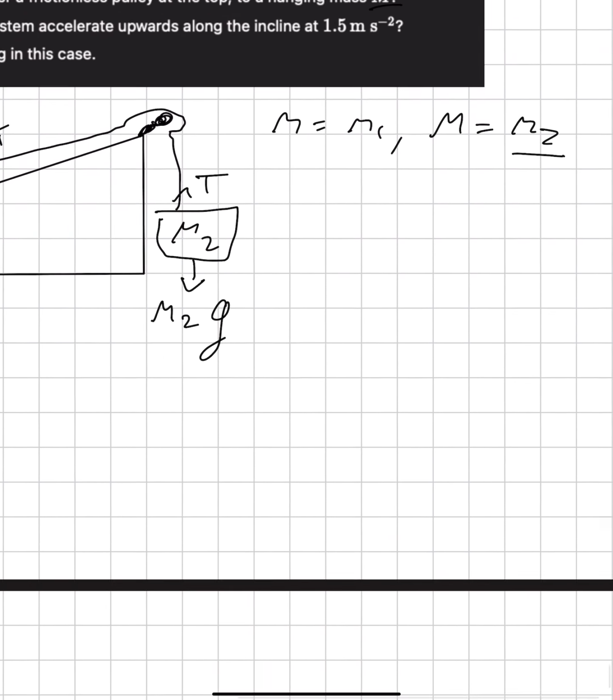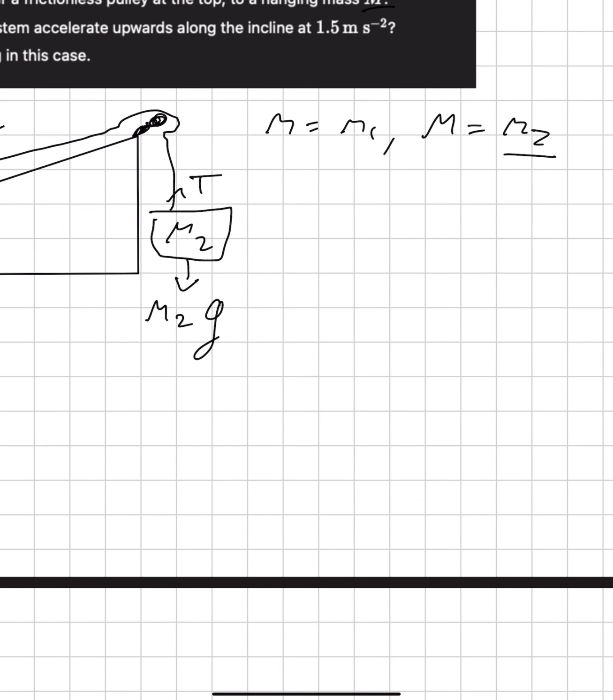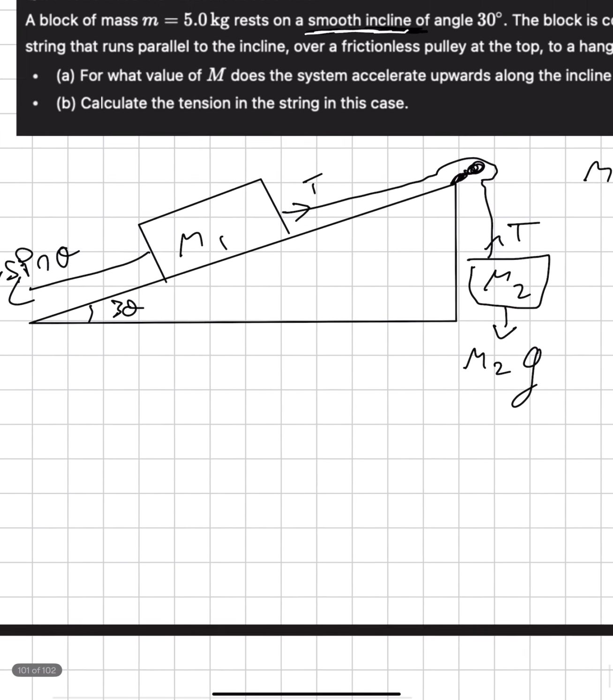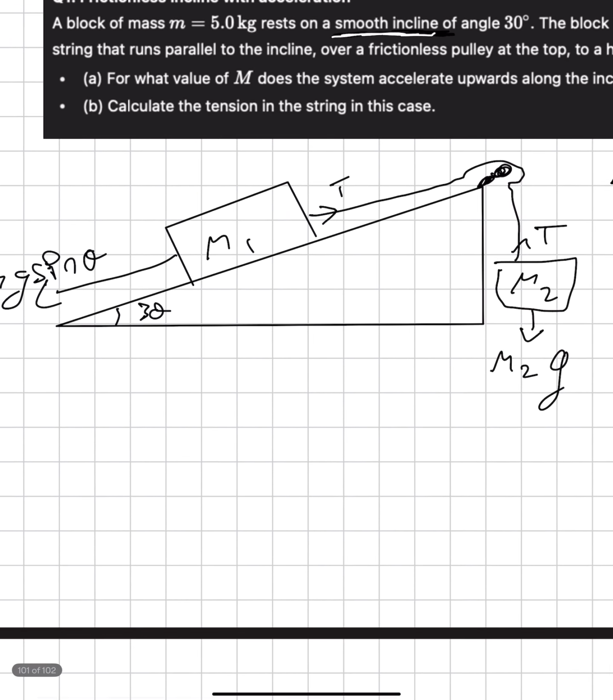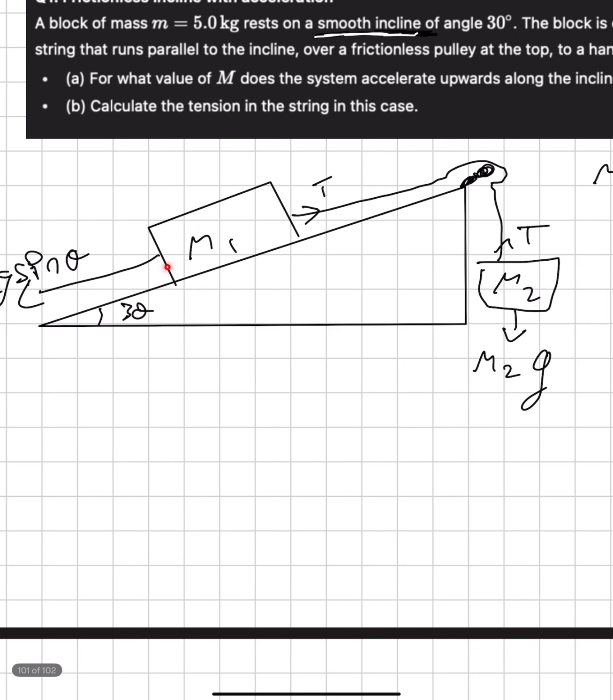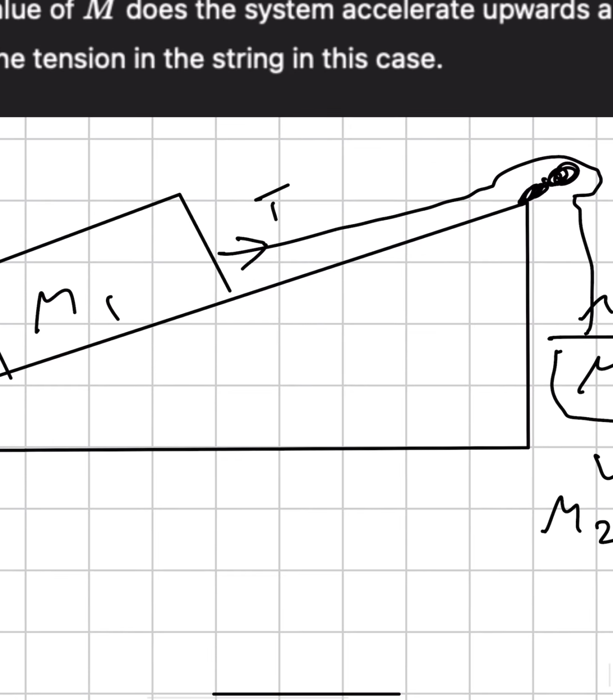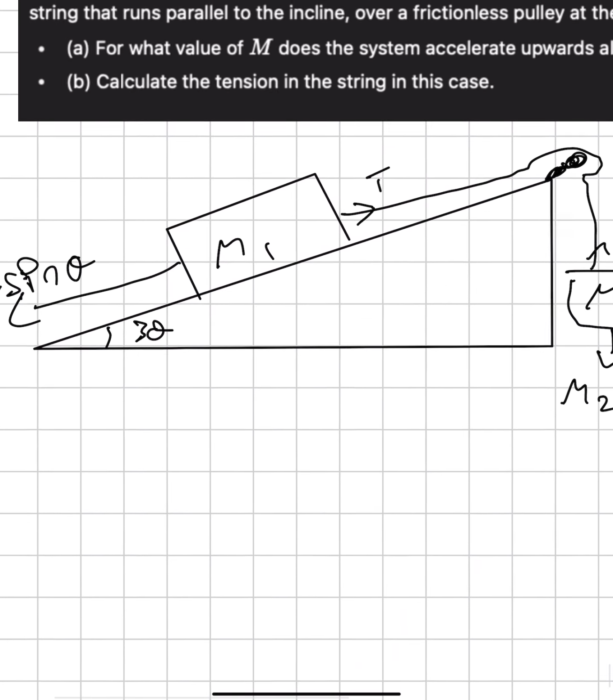So I've taken small m as m1 and large m as m2 because small m and large m look relatively similar. So to distinguish between them, I've made them m1 and m2. So the first step in any problem related to inclined planes is to always draw the free body diagram. So I have made the inclined plane, I've made the pulley, I've made the block of mass m1 and the block of mass m2.